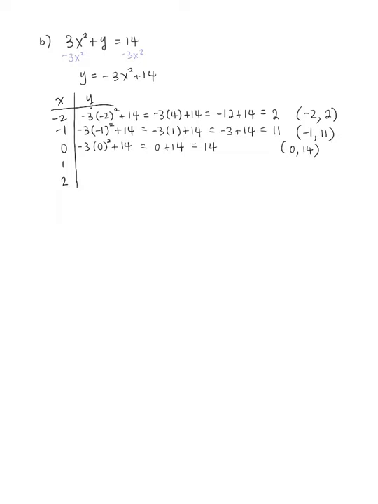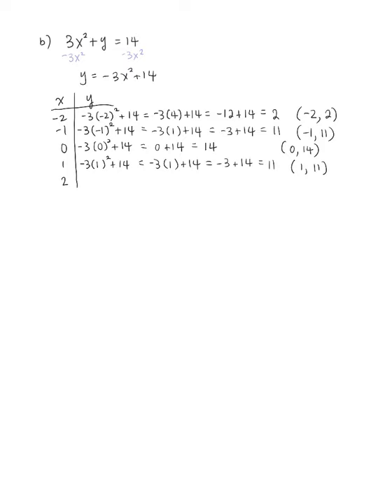So when x is 1, then you're going to have negative 3 times 1 squared plus 14. So that's same thing as negative 3 times 1 plus 14. So that's, what is that? Negative 3 plus 14. So again, this is going to be 11. So here, what we're going to get is 1 comma 11.